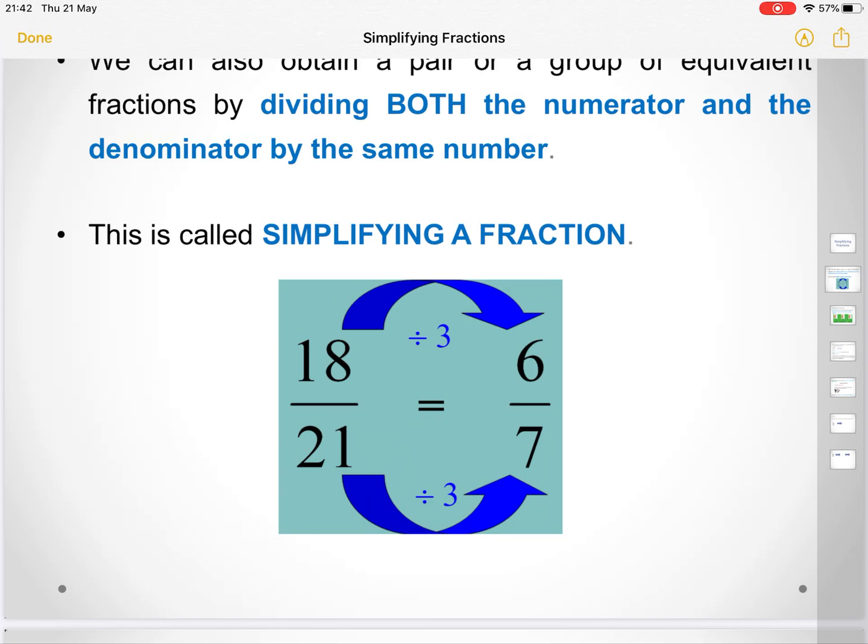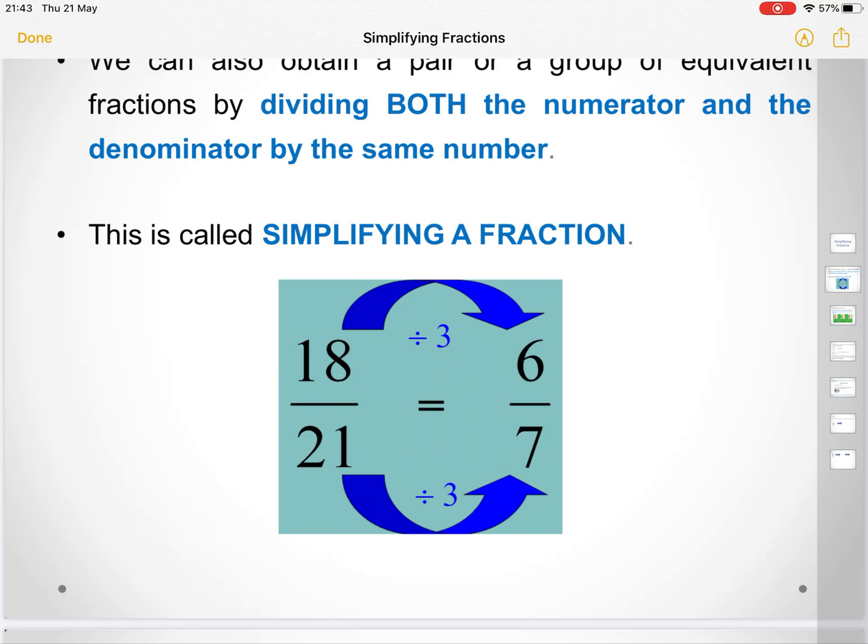Let's look at the fraction 18 on 21. 18 on 21 can be divided by 3. I can divide the numerator by 3. 18 divided by 3 is 6. 21 is also a multiple of 3, okay? So we can divide 21 by 3, which is equal to 7. The fraction becomes 6/7, okay?